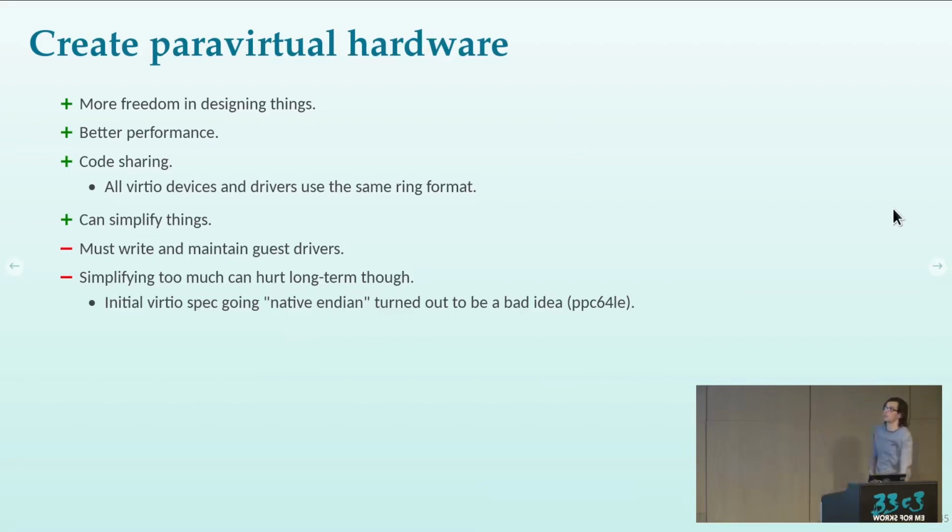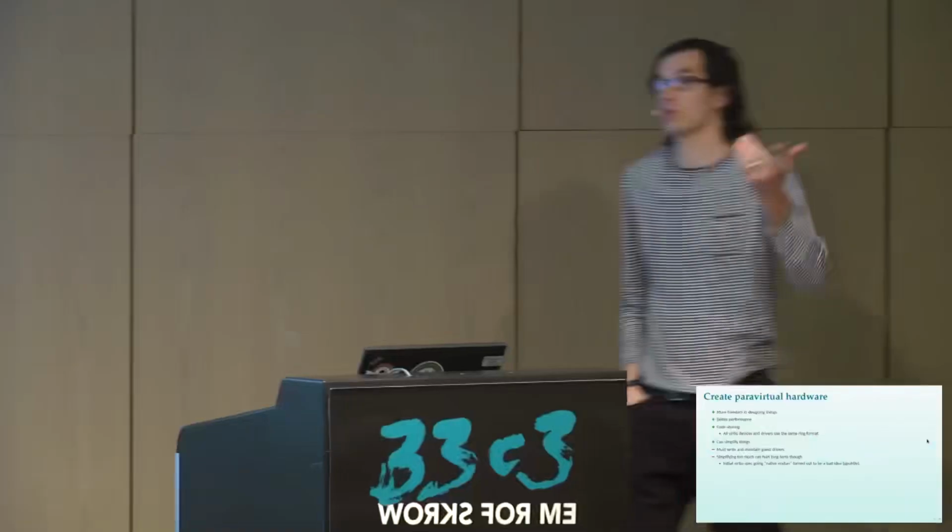And if you try to simplify it, it can also backfire. If you simplify too much, it can create quite a mess long term. For example, the original VirtIO specification went on to say, oh, we are a virtual machine. We know what endianness our architecture has, and so we just go with the native endian. So we don't have to bother with byte swapping.